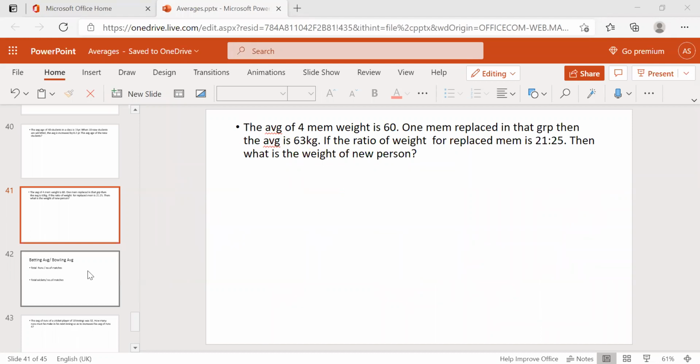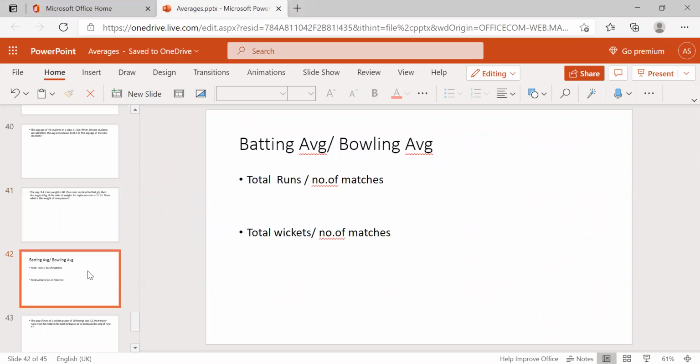Now we are going to see another concept: batting average and bowling average. Even these two we are solving by this method only. First of all, you need to know what the batting average is. Batting average is nothing but total runs by total matches. And bowling average is nothing but total wickets by total matches.